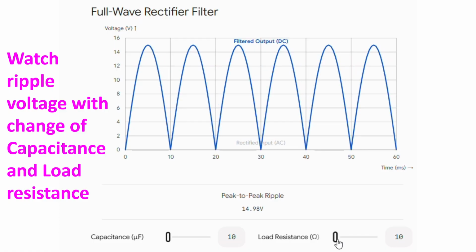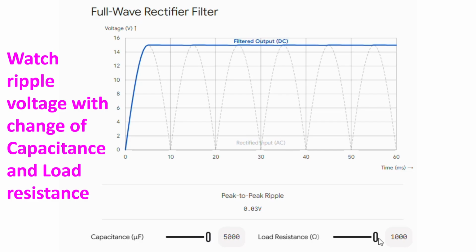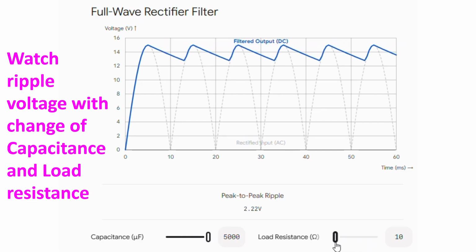So I'll do it the other way around. I'll increase the load to maximum. Even with 1000 ohms load resistance, there is plenty of ripple if the capacitance is only 10 microfarad. So the effect is more for the capacitance, and there is some effect for the load also. So that's the principle of a full wave rectifier with a good filter. This does not show the effect of a choke. There will be an additional effect for a choke also.